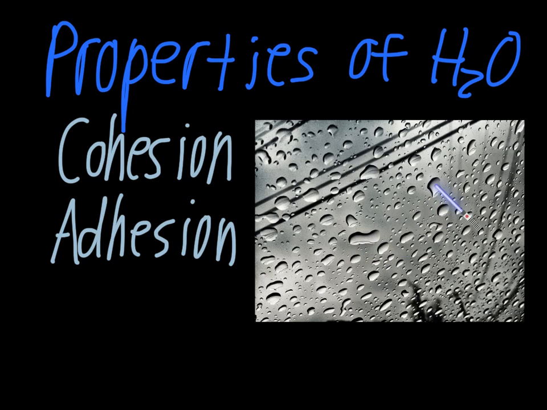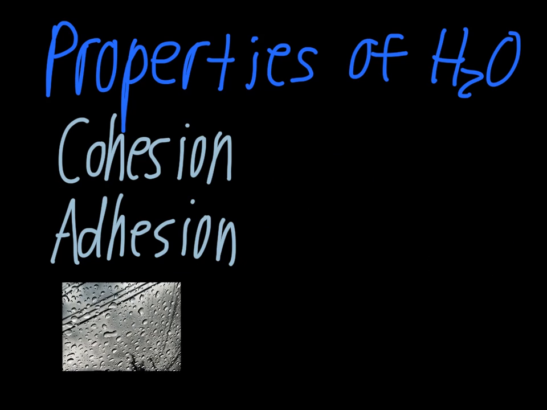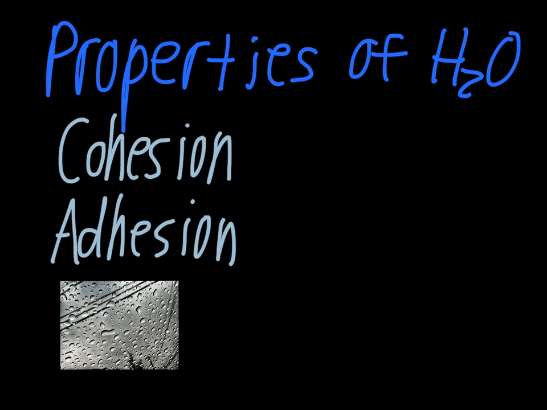Now, in order to talk about why water behaves this way, we do have to discuss a little bit about the chemical makeup of a water molecule. By now, hopefully everybody's familiar with the idea that H2O is water. This tells us that a water molecule is made up of 2 hydrogens and 1 oxygen.